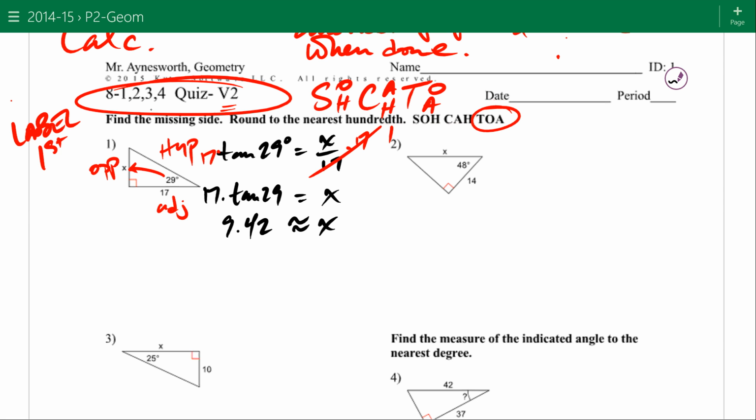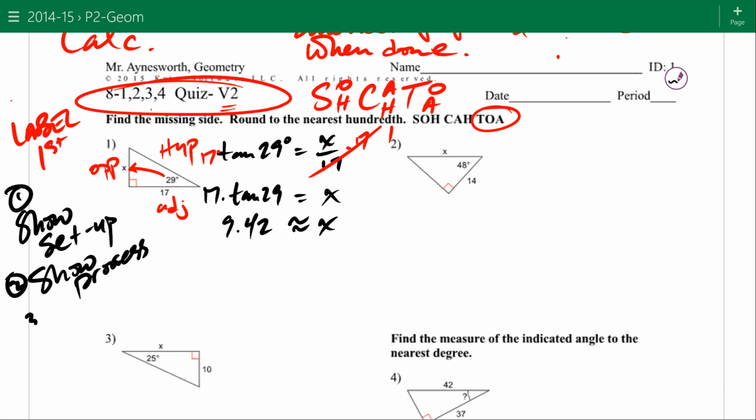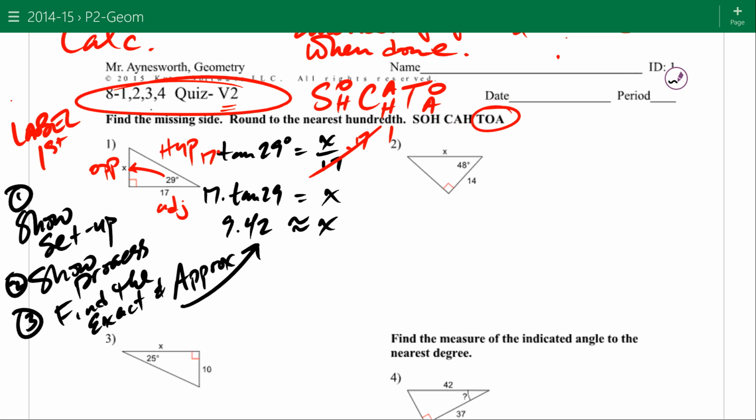So step 1, show the setup. Step 2, show the process. And step 3, find the exact answer and the approximate answer. You have to show the setup, show how to solve it, write it down in its exact form, and give the approximation to the nearest hundredth.